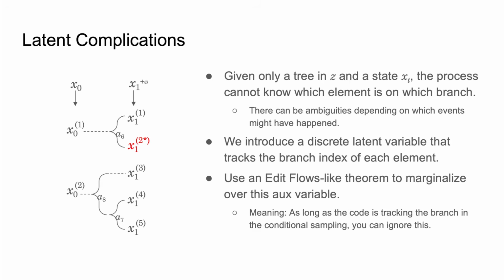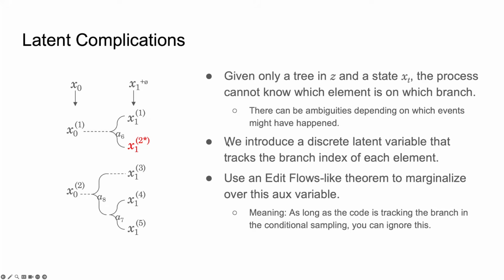So there's a little complication that I didn't mention because practically you can ignore it. But if you're given only a tree in your Z and your current state xt, the process actually doesn't know which element is on which branch. Say you have this tree here and there are three elements. You could have one sitting along this branch, one here and one here, or you could have one here, one here, one here, because in Z the timing of the events hasn't been pinned down. So there's actually an ambiguity when you have an xt for which element lives on which branch.